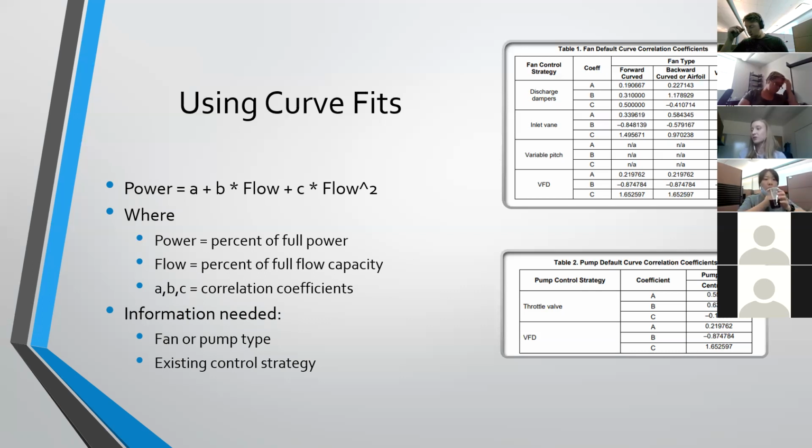And so basically all you need to know, if you already have your baseline power, is if it's a pump, you go into your VFD curve and put in your average percent flow capacity. So if you're typically running 250 gallons per minute and it's designed for 500 gallons per minute, then you're at 50% flow capacity. You put that into this equation with these three correlation coefficients, and then you can get your estimated power usage with a VFD. You could do that with a fan or with a pump.